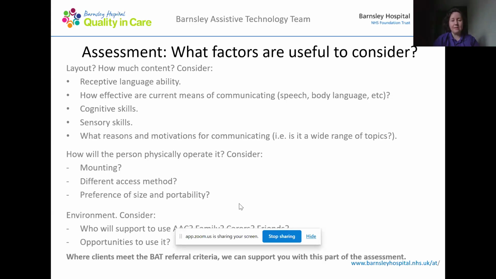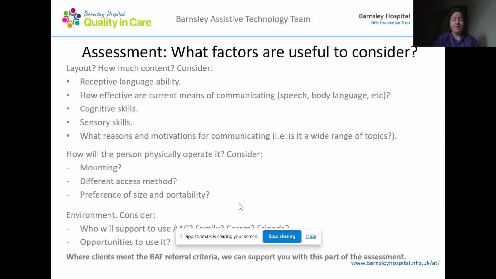So how they manage them with their body language, for example, their speech, their cognitive skills, sensory skills such as vision, hearing, what they want to communicate about, what's motivating for them. Is it a wide range of topics? How the person will physically operate it. So consider, would it potentially need mounting? Might they need a different way of accessing it?